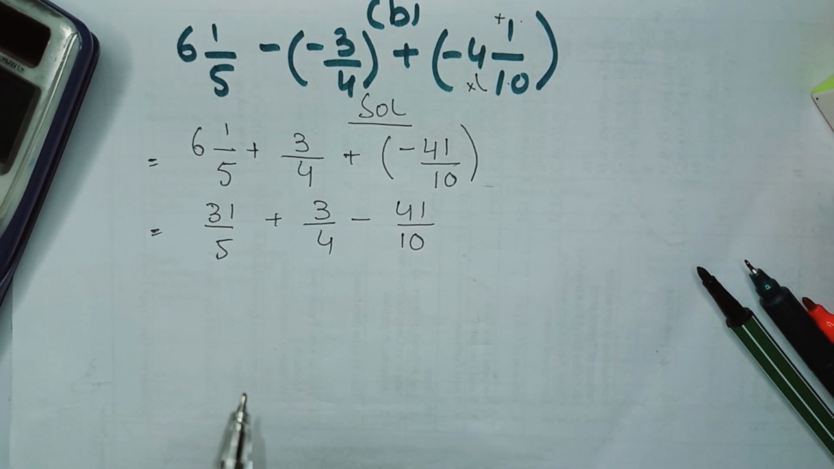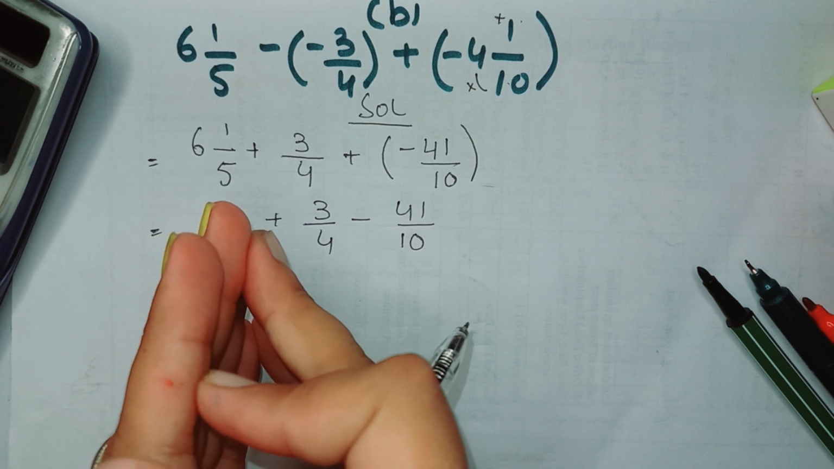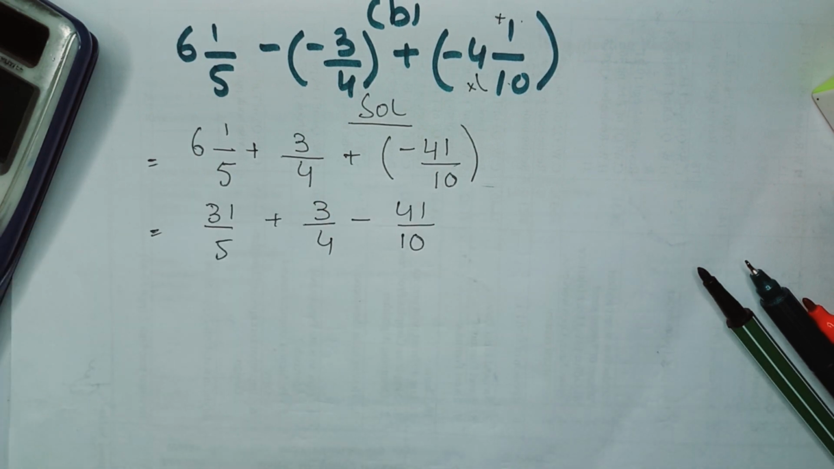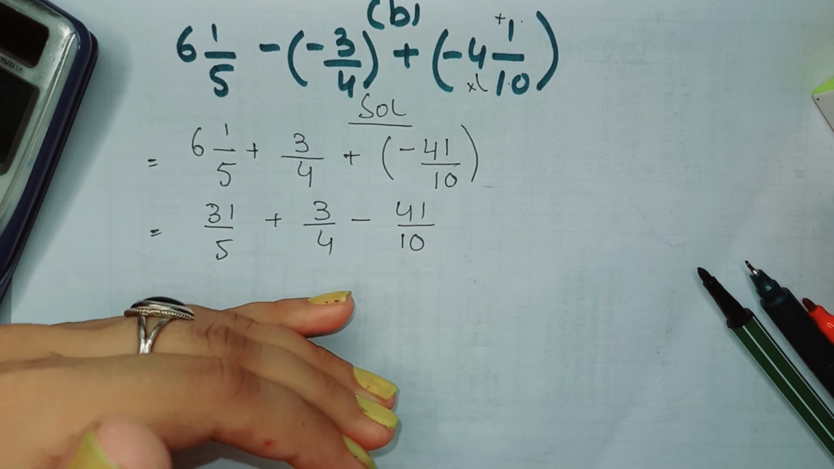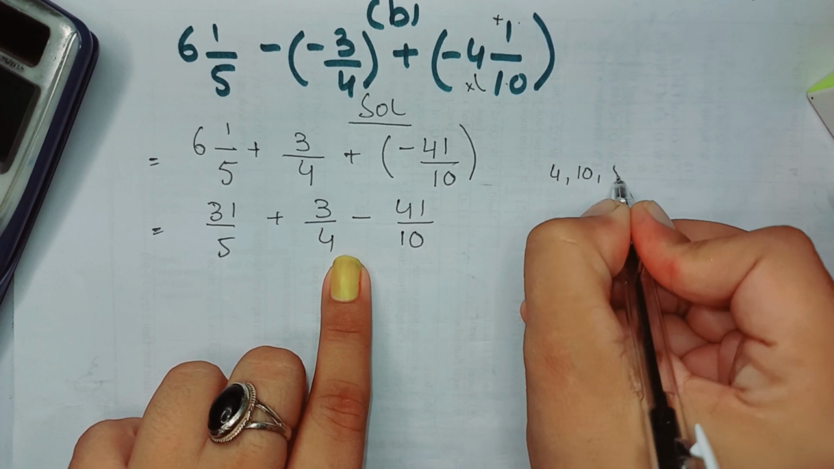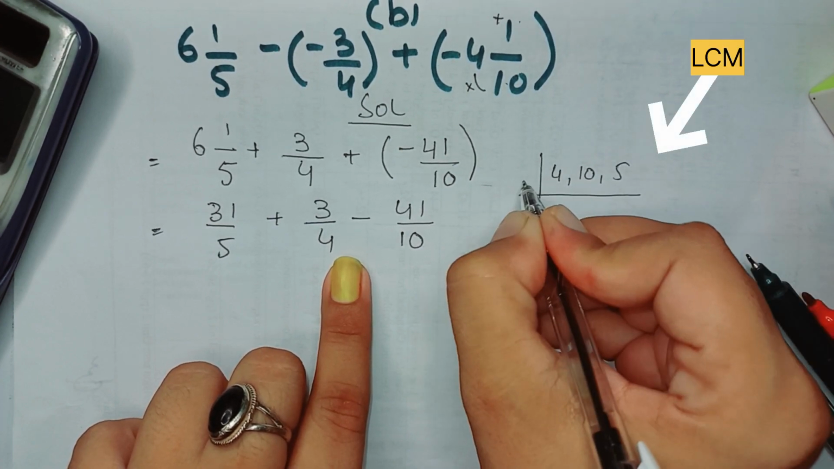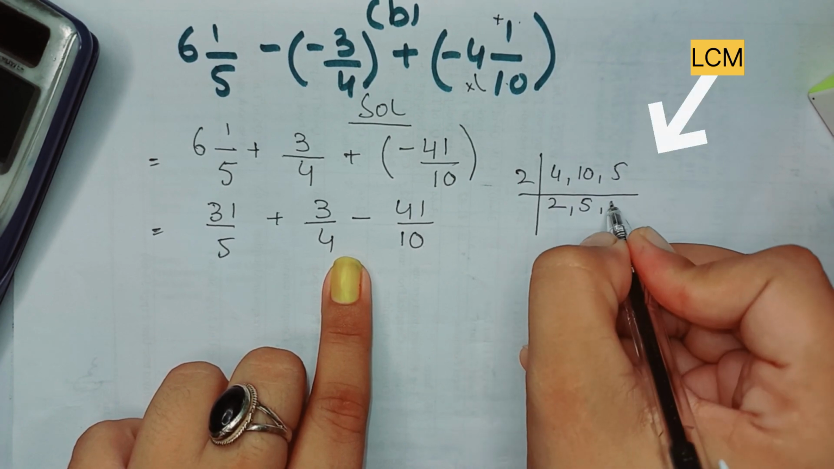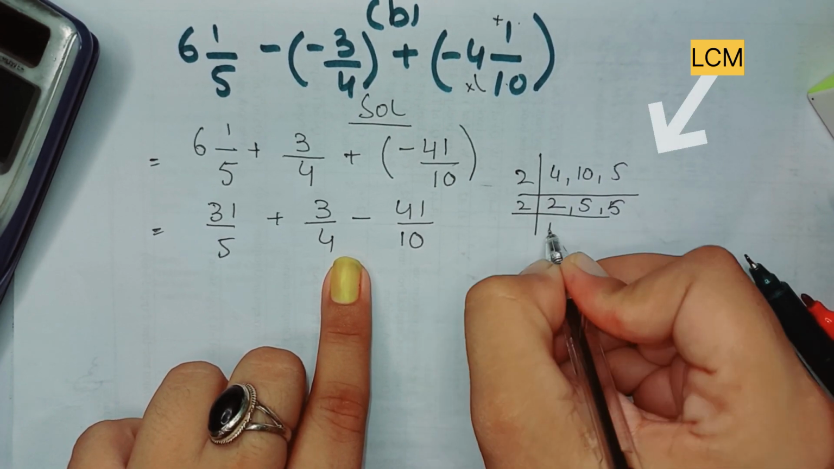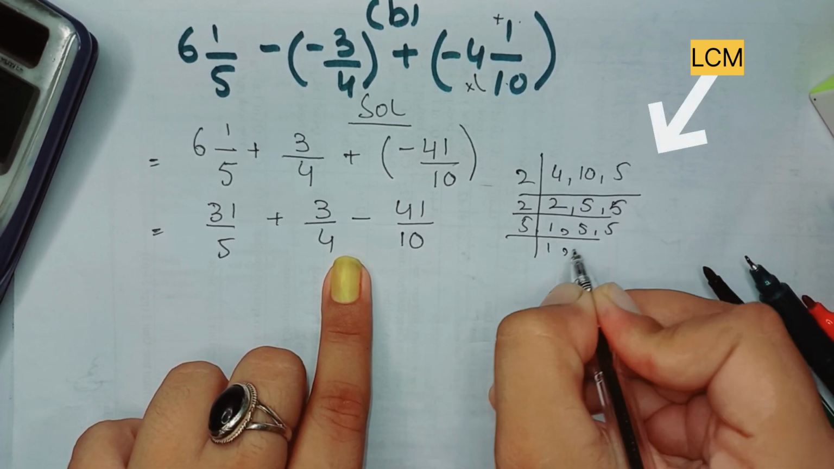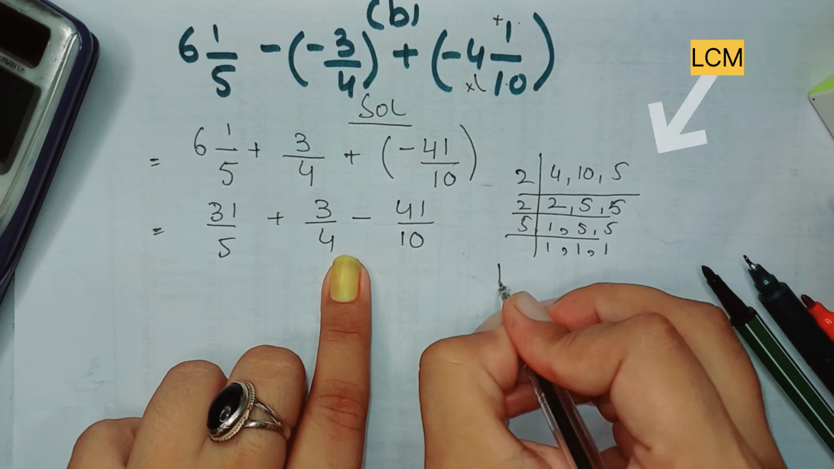Now dear students, you have to get the equivalent fraction in order to proceed. So how will you get the equivalent fraction? You have to take the LCM of 4, 10 and 5. So take the LCM: 2 times 4, 2 times 5 is 10, and then 5 again by 5 is 1, 2 times 2, 5 as it is. Then you have 5 1 times 5.